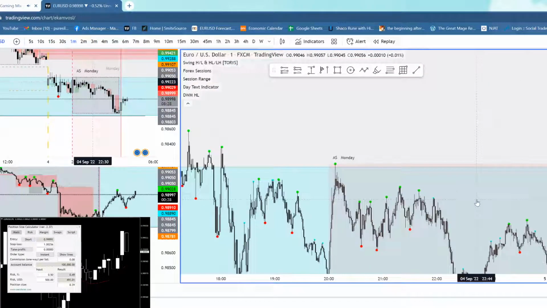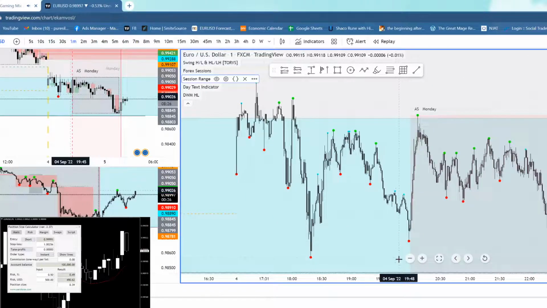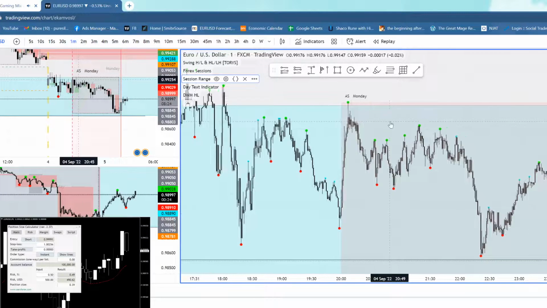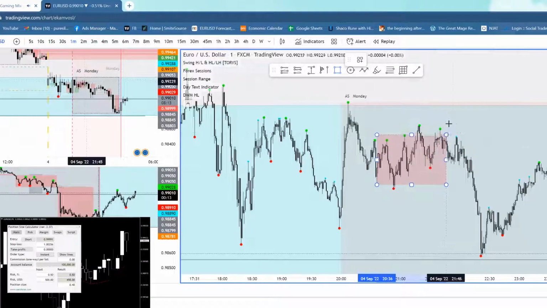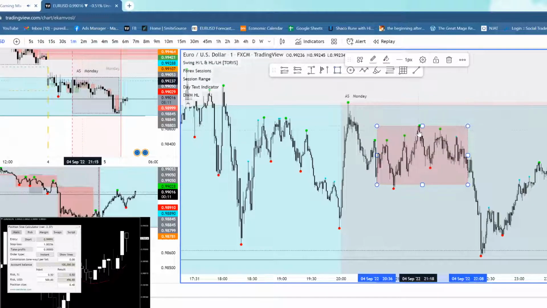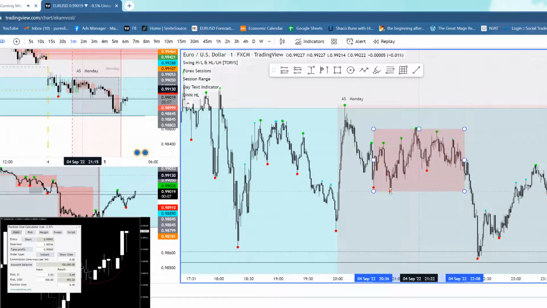So let's go here. Obviously, this is a huge buy, right? But then within this buy, what do we see? We obviously see this right here.